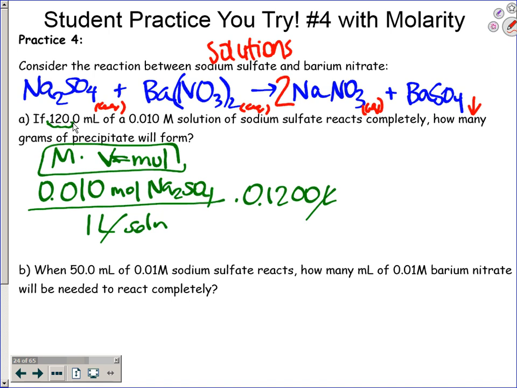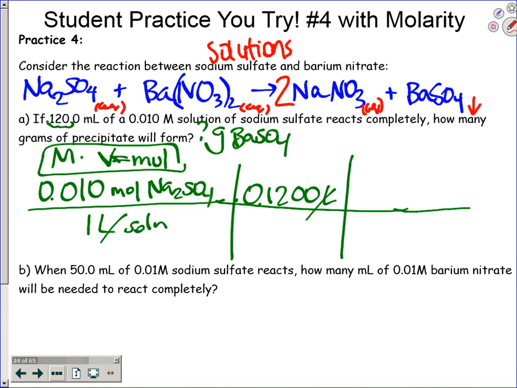And what was my question here? Grams of, who's the precipitate? Barium sulfate. So technically I have moles here. I know this looks weird because it's next door, but we can technically cancel moles next. So if I made this look like normal, we can keep on rolling. So I have moles of sodium sulfate I need to cancel, right? Who do I want to get to?